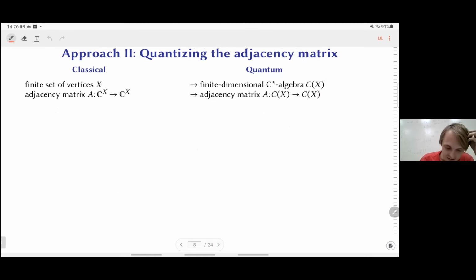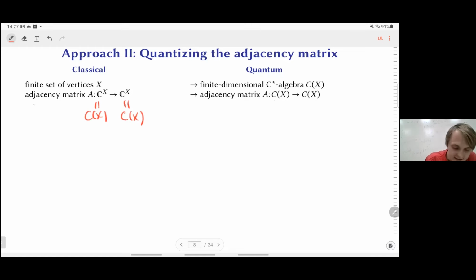Okay, so the second approach would be quantizing the adjacency matrix. Again, we have the finite set of vertices, which we quantize as some finite dimensional C-star algebra. Now we have this adjacency matrix, which is a matrix with rows and columns indexed by the set of vertices, and we can quantize this by taking the adjacency matrix as some linear map from Cx to Cx.